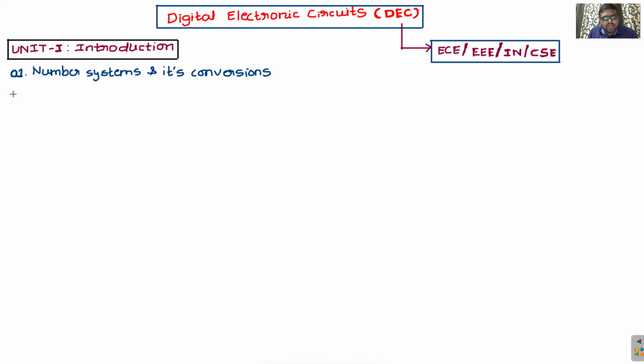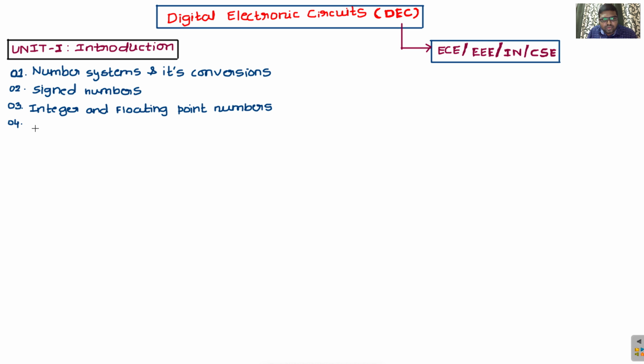And the second topic is signed numbers. The third topic is integer and floating point numbers. And the fourth one is codes.